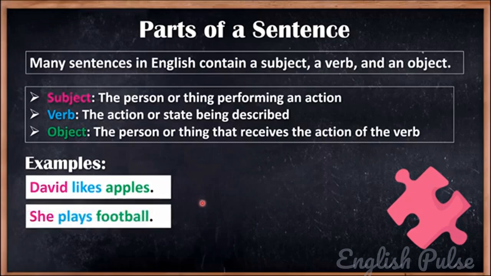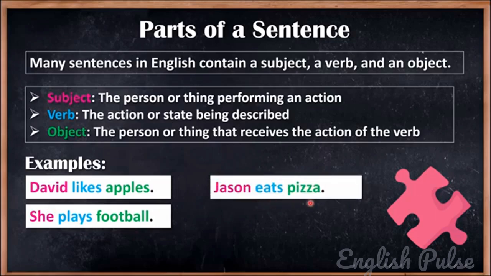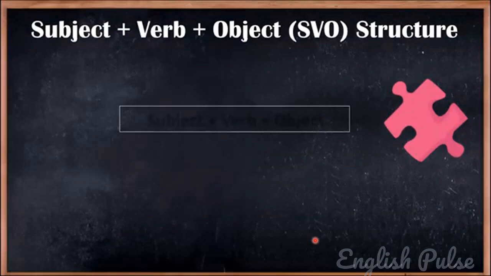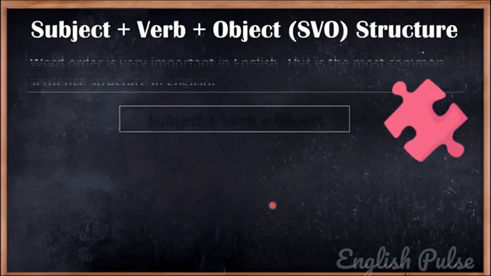Another example, she plays football. We have the subject, the verb. Football is the object. It is the thing receiving the action. Football is being played by the girl. Jason eats pizza. Mary reads books. And in all of these examples, we follow the most common sentence pattern, which is subject plus verb plus object.